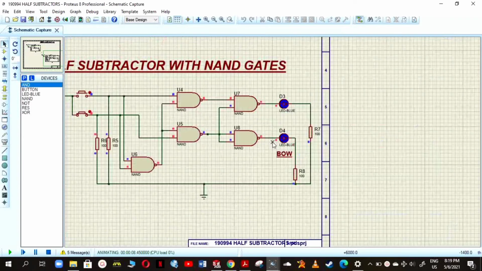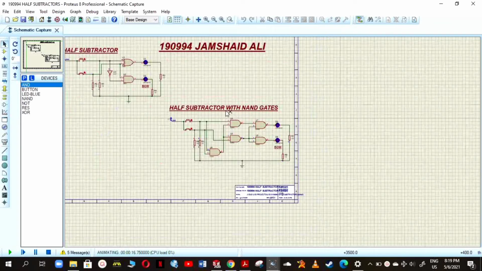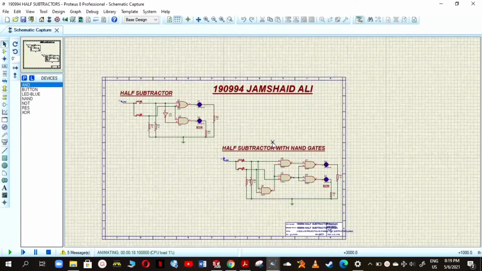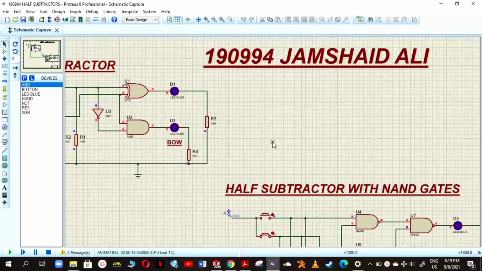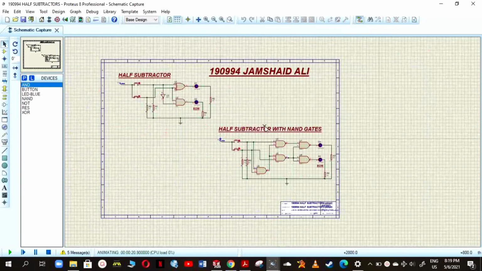And as it is in here, if I am applying 0 on one input and 1 on the other, then both LEDs are blinking, because A is also borrowing 1 for the subtraction of B from it. So this is the basic Proteus circuit without NAND gate and with the help of NAND gate.